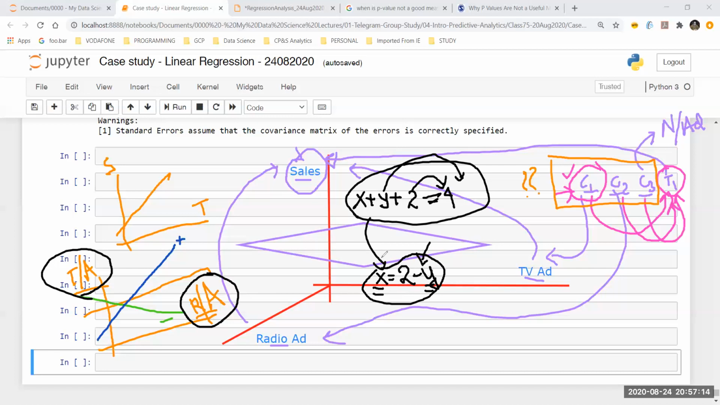What if I tell you that this y is not y, this is x2. If I replace x with x1 and y with x2, in this case also, then x1 becomes 2 minus x2, right?